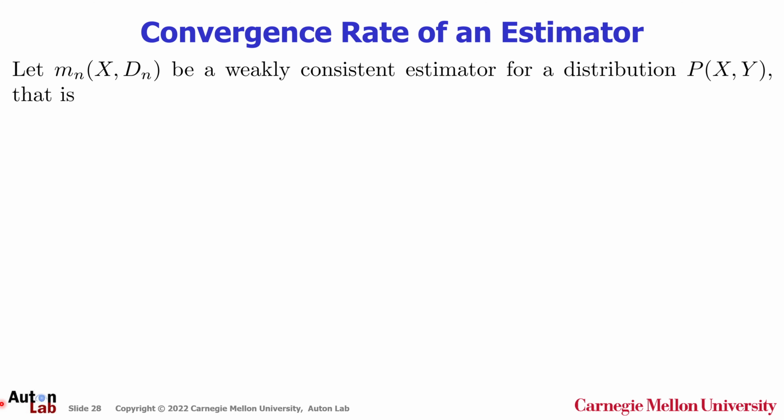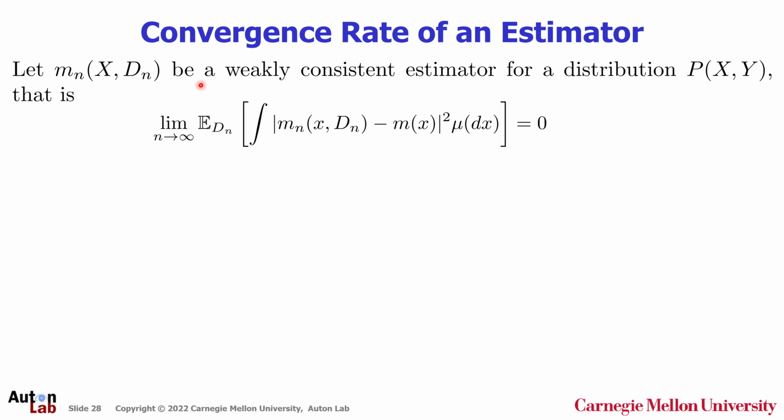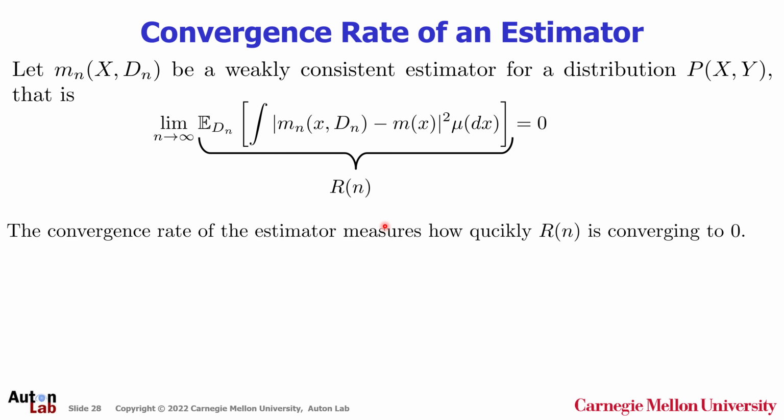Now that we have defined the consistency of an estimator, we can formally define its convergence rate. Let Mn be a consistent estimator for distribution P. As we have discussed, it means that the expected value of the squared norm of Mn minus m is converging to 0 as we increase the sample size n. Let this quantity, the expected value of the squared mu norm of Mn minus m, be denoted as Rn. The consistency means that Rn is converging to 0. The convergence rate of an estimator measures how quickly this Rn quantity converges to 0.